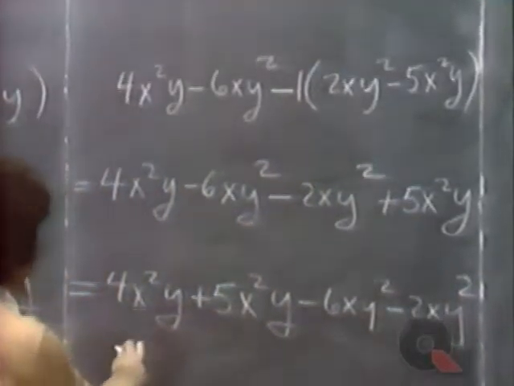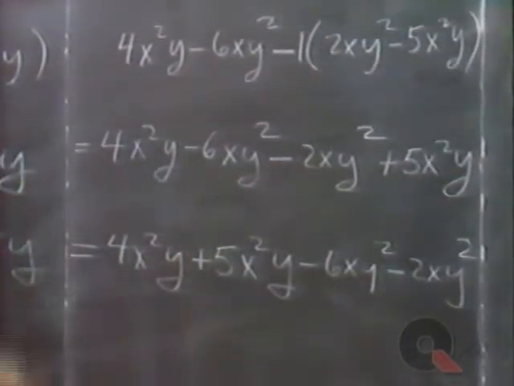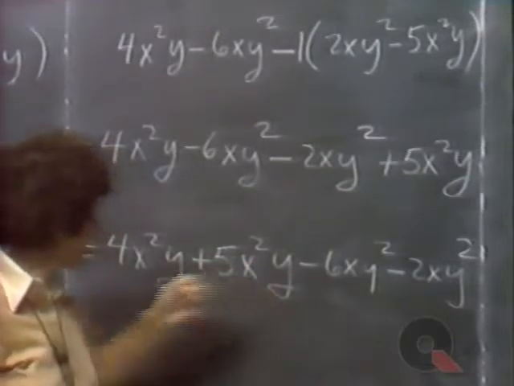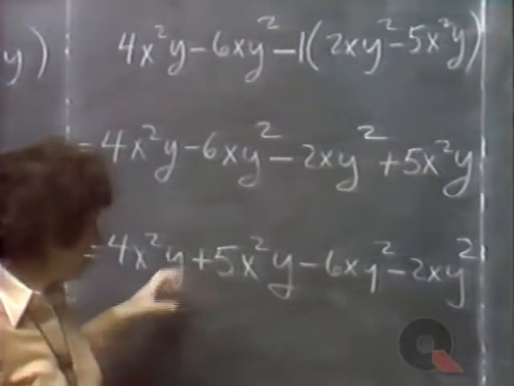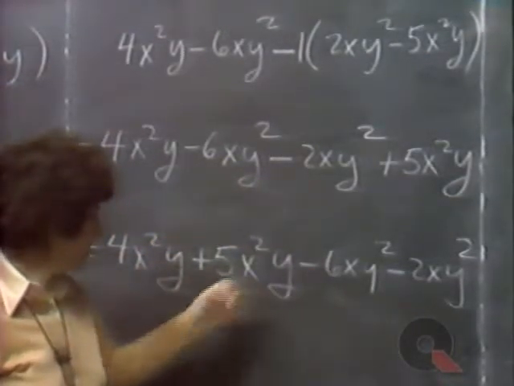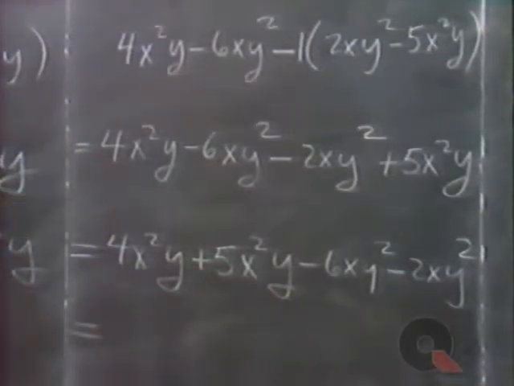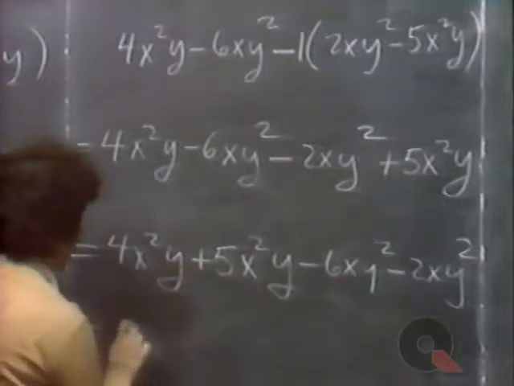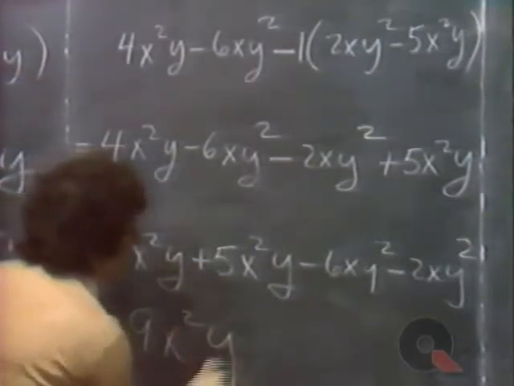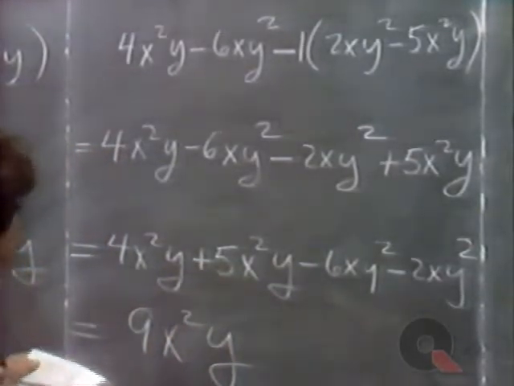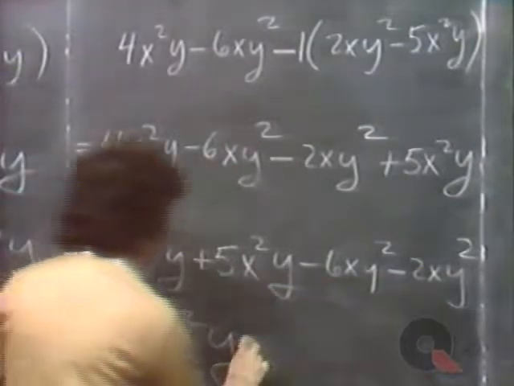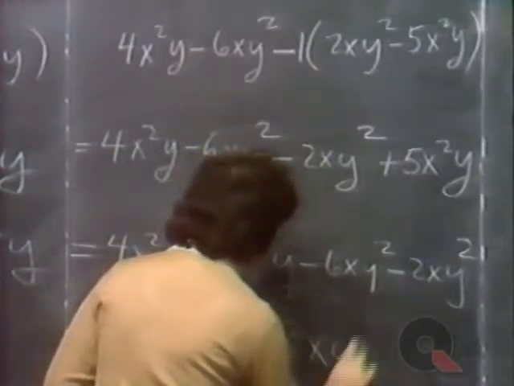If you want to skip this step, it's okay, but I think there's a lot to be gained. If you write it down, you can really make sure that the terms are the like terms. They may look it, but when you look at it right next to each other, you may see that you made a mistake. 4x squared y and 5x squared y, these are like terms. That gives you 9x squared y. Minus 6xy squared minus 2xy squared gives you minus 8xy squared.